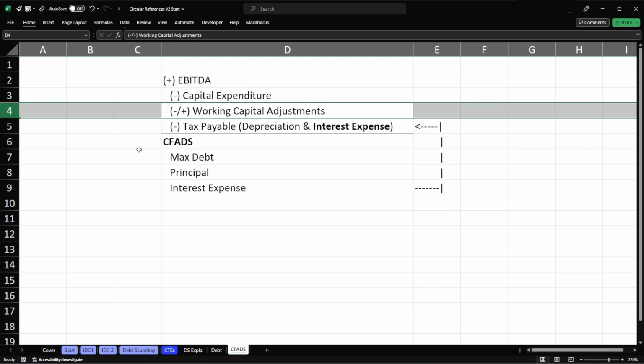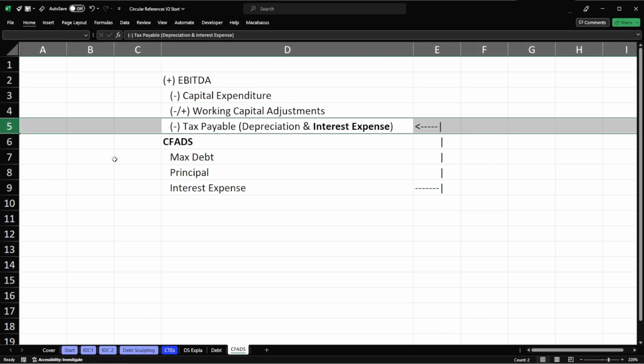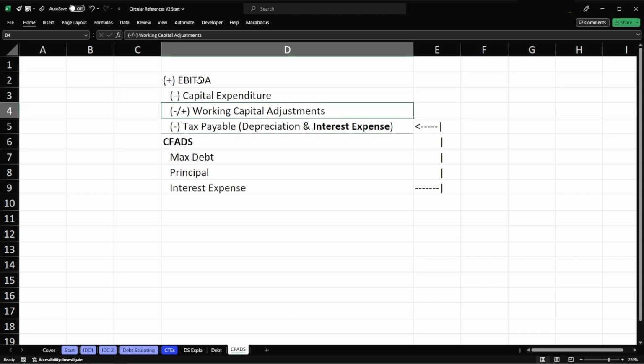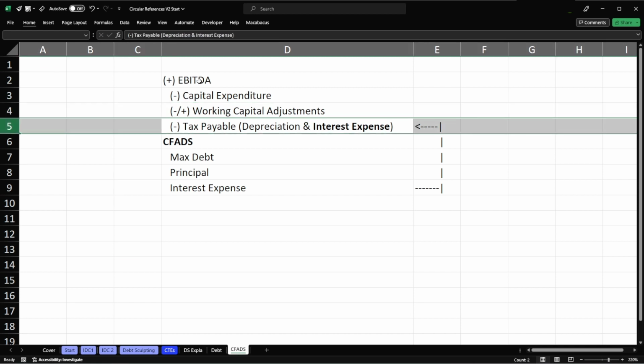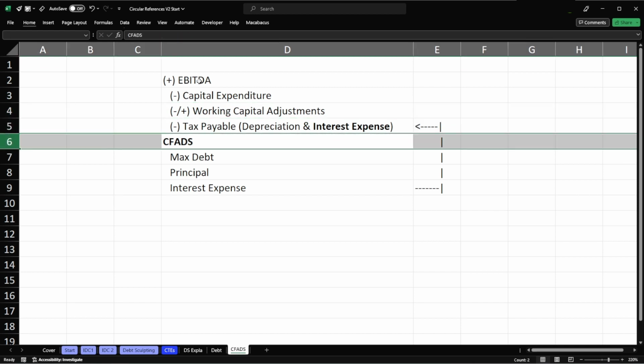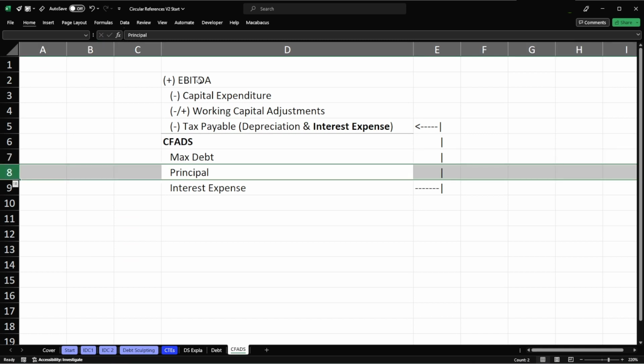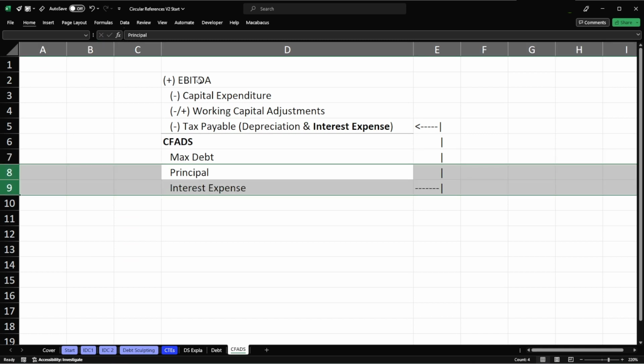Then you have to adjust it for your working capital, and then you have to reduce your tax payable. And remember, tax payable is a function of the depreciation and the interest expense that you have in your project. That's going to generate your CFADS. So when you have your EBITDA minus capital expenditure, plus or minus working capital adjustments, minus your tax payable, you're going to have your CFADS. And what is your CFADS? It is your cash flow available for debt service. It's going to give you the max debt service, which is the sum of your principal and interest expense.